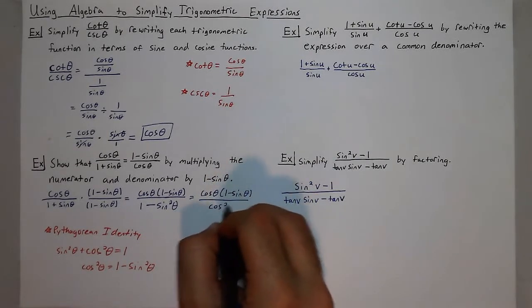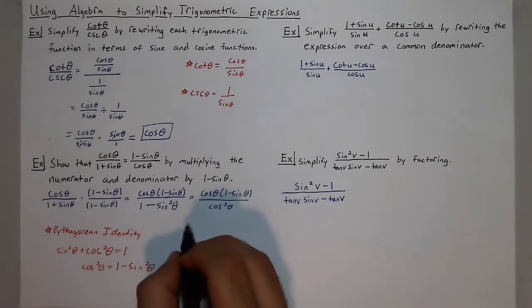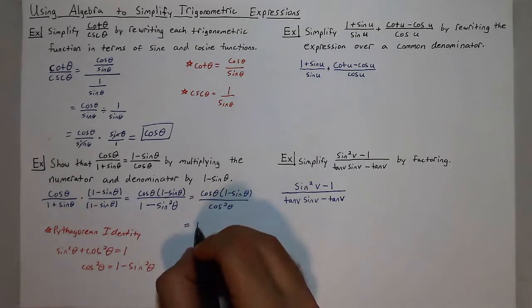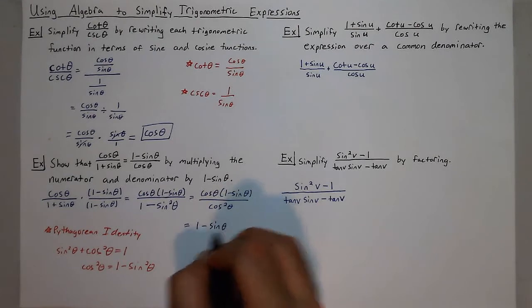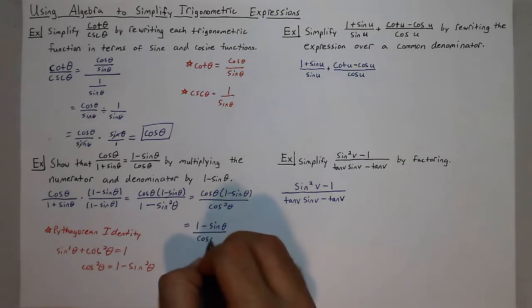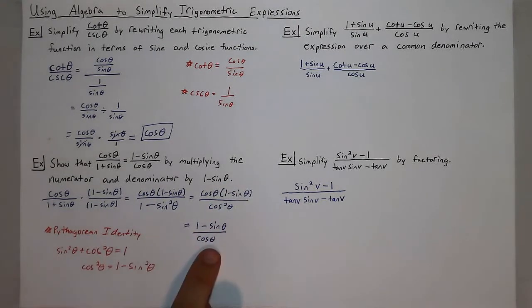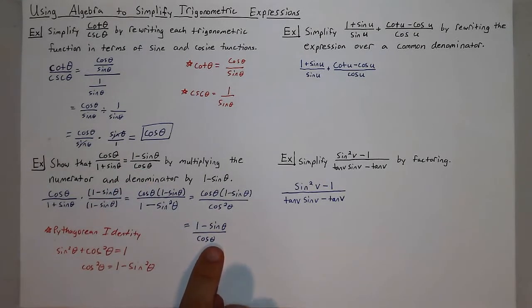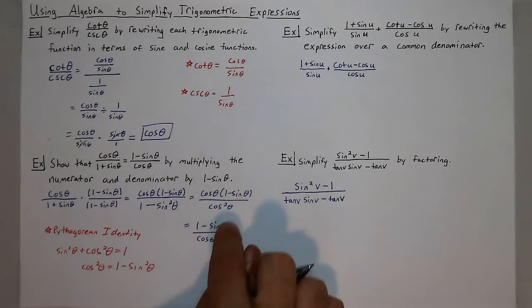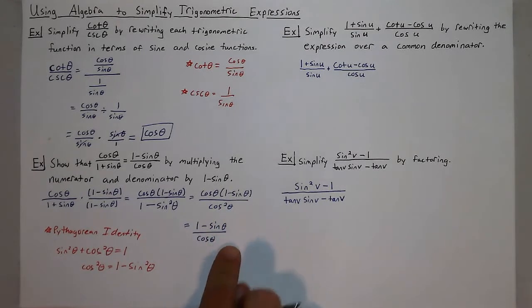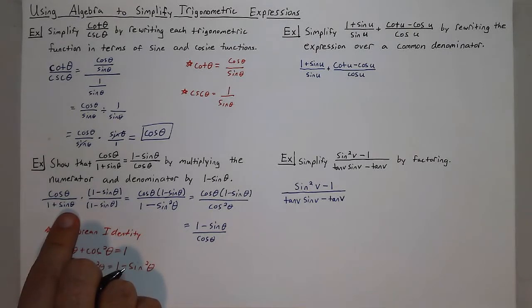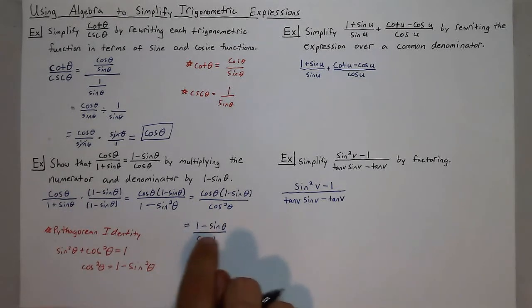cosine squared of theta. Now one of these cosines can cancel out with one of them in the denominator, and you're left with 1 minus sine theta in our numerator over cosine theta, which is another way to write it. And when it's in this form, I can do a clever trick of thinking of it as 1 over cosine minus sine over cosine, so secant minus tangent if I wanted to do that. But earlier, I can't split up 1 plus sine theta since it's in the denominator. So this is a much better form for it to be in for me.